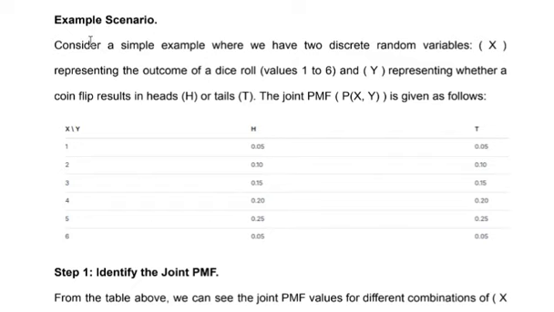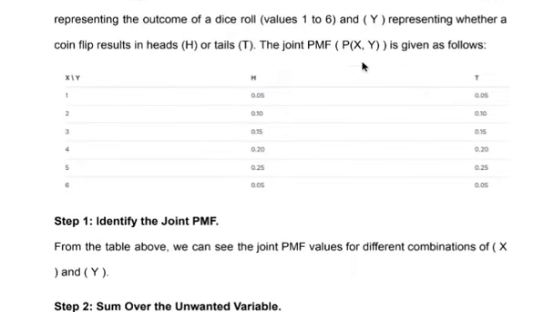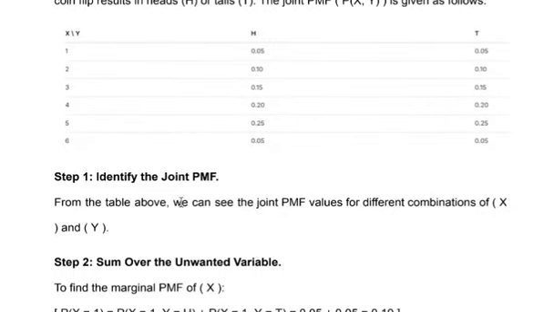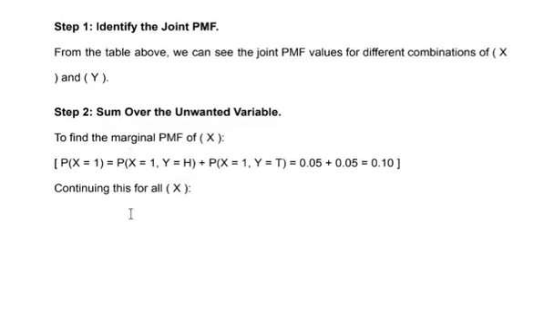Example scenario. Consider a simple example where we have two discrete random variables, X, representing the outcome of a dice roll, values 1 to 6, and Y, representing whether a coin flip results in heads, H, or tails, T. The joint PMF, p_{X,Y}, is given as follows. Step 1. Identify the joint PMF. From the table above, we can see the joint PMF values for different combinations of X and Y.